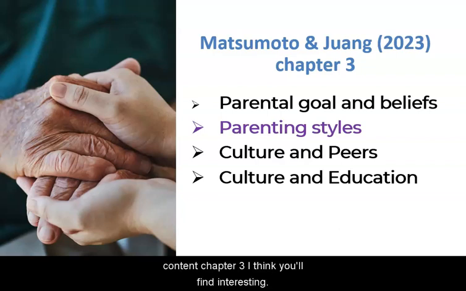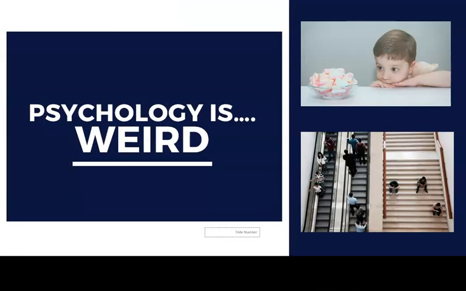Chapter 3, I think you'll find interesting, a lot on parenting and parenting styles. Culture and peers and culture and education are focused on in chapter 3. I've highlighted parenting styles in purple in this slide because we will be focusing our first discussion forum on that topic. So you might want to peek ahead to chapter 3 before you even post your first messages.